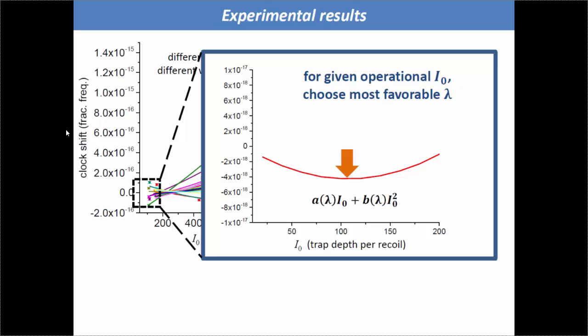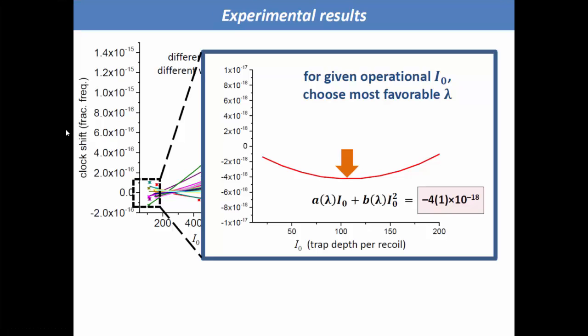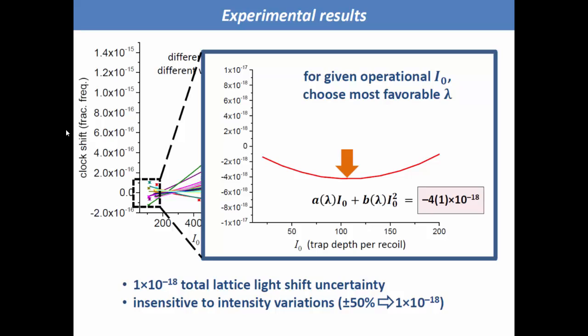And then with our very simple functional form together with these coefficients that we evaluated experimentally, we can evaluate what the clock shift is. In this case, we get -4 plus or minus 1 times 10 to the -18. And this is really the main message here, that we've evaluated these clock shifts now at the 1 times 10 to the -18 level. This includes all the electric dipole, magnetic dipole, electric quadrupole, or magnetic hyperpolarizability, all these different effects. They're all wrapped into this.